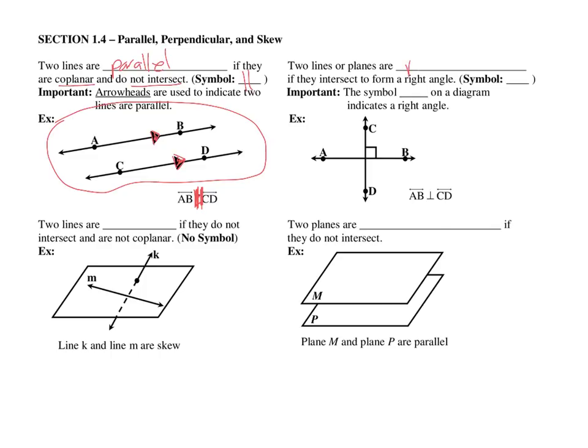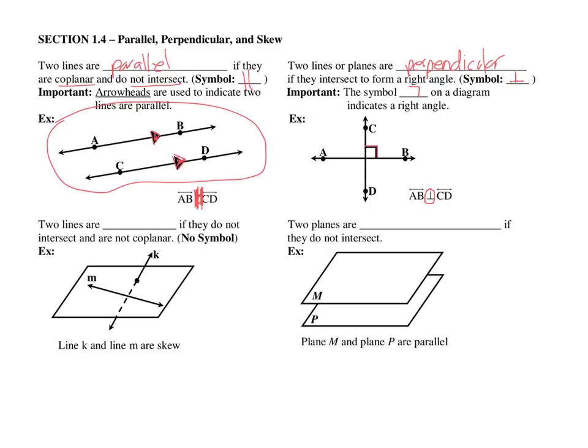Two lines or planes are perpendicular if they intersect to form a right angle. The symbol for perpendicular is an upside down T. Now, important, if you see something like this on a diagram, it indicates a right angle. So that's what we have right here. We have a right angle, a 90-degree angle. So line AB is perpendicular to line CD.